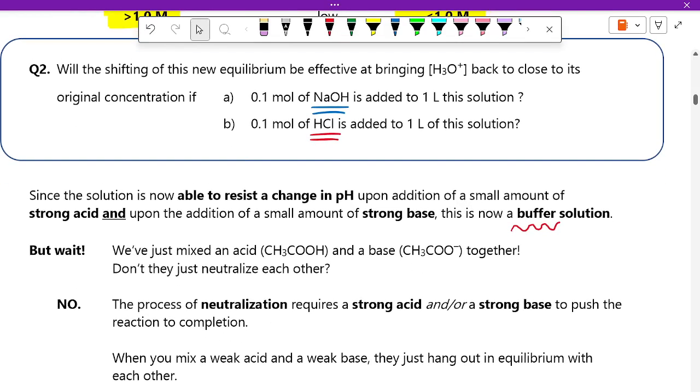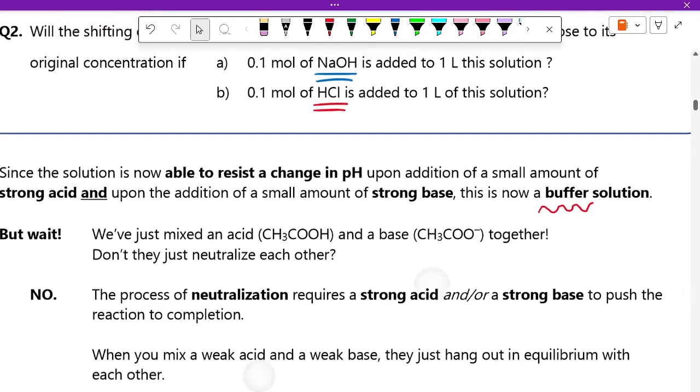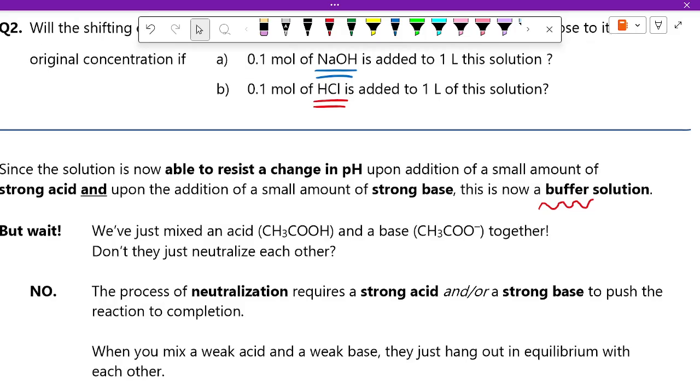Sometimes people think that we have mixed an acid and a base together. Don't they just neutralize each other? And the answer is no, because they are both weak. They set up an equilibrium rather than going to completion in the neutralization process. Neutralization really requires either a strong acid or a strong base to go to completion. Okay?